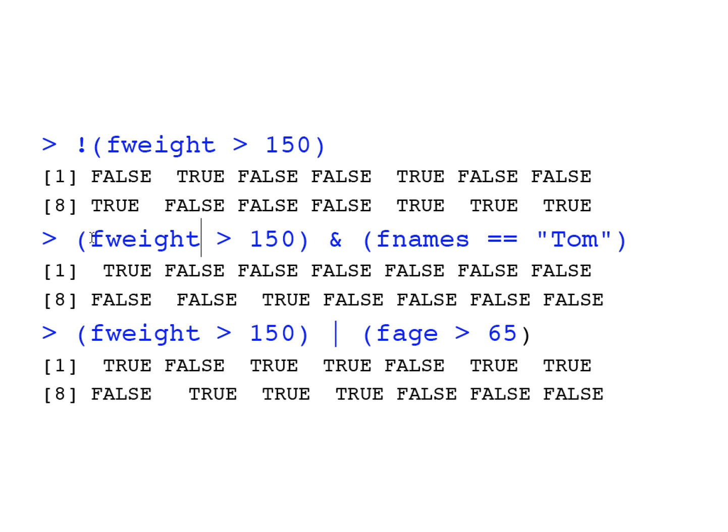I want variables that are of F weight greater than 150 and F names equal to Tom. It's only one. Oh, two, but get it here. Okay. F weight greater than 150 or F age greater than 65. You see we get a variety of trues and falses coming out. So try these out. Grab the family data set, load it into our session with load family.rda, and you'll have all these variables available to you, and you can try exactly the things I'm talking about in class and that are on this slide deck.